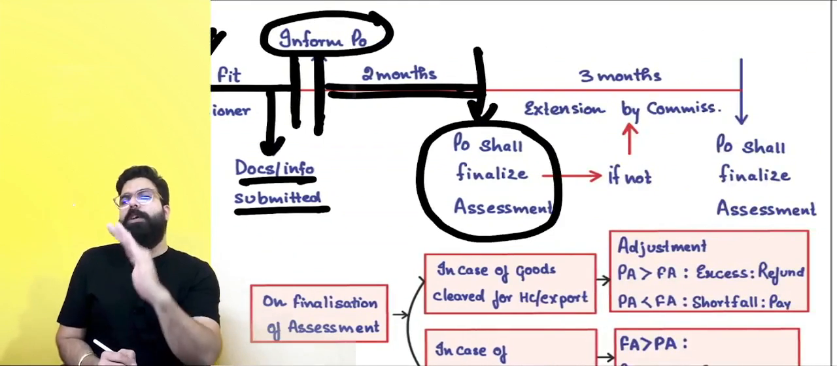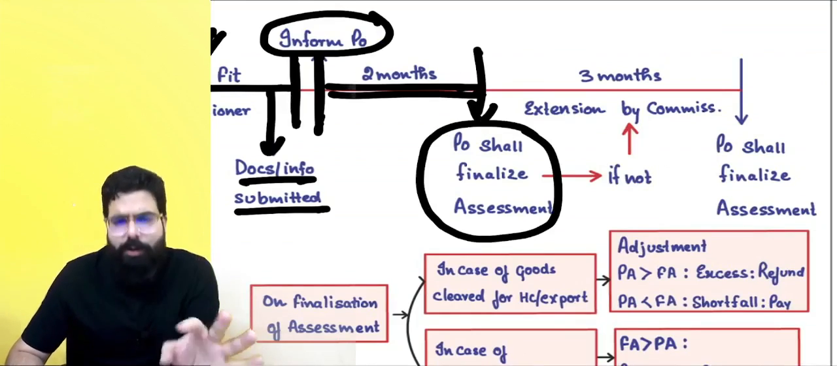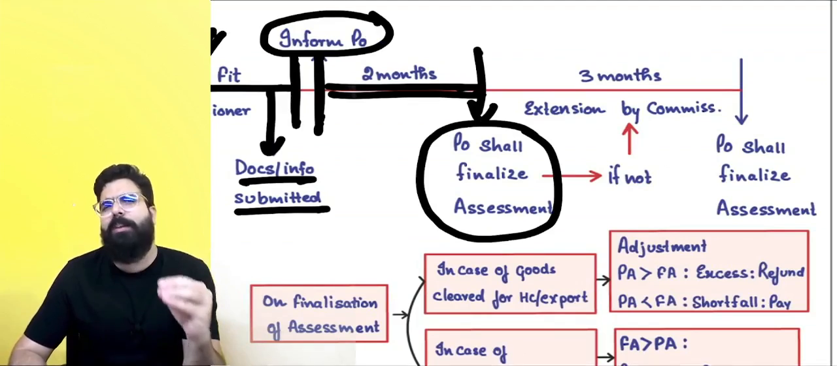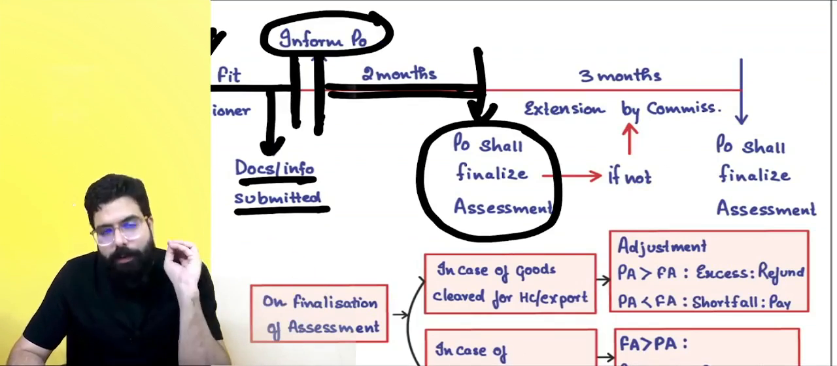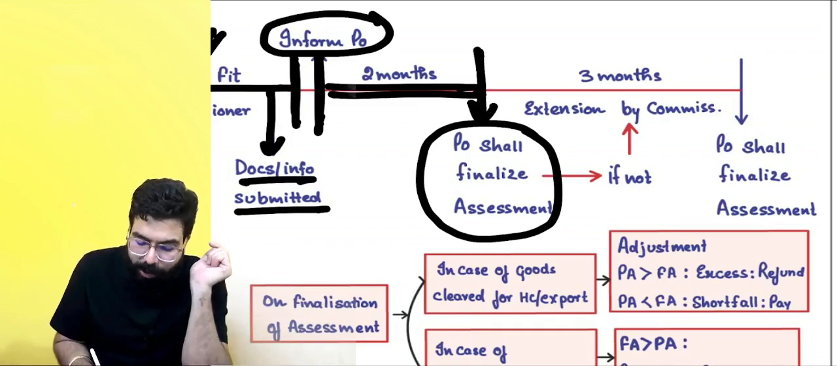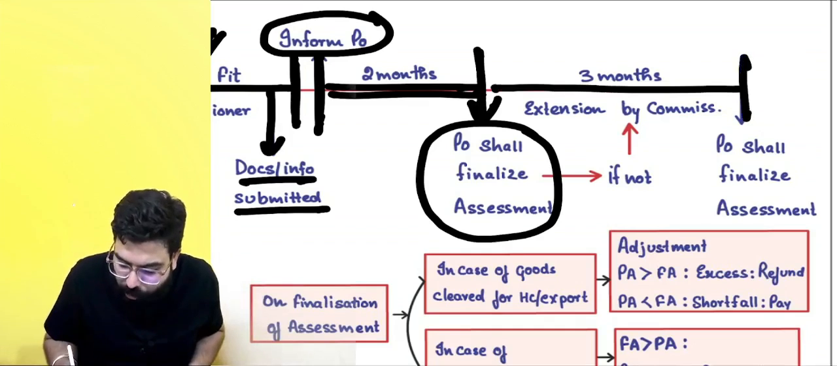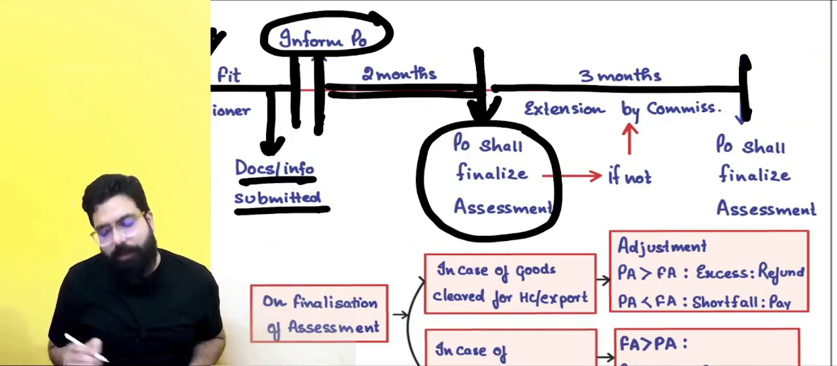Always remember, once you give the document and inform the proper officer within the time limit, they will go ahead and finalize the assessment within 2 months. If they can't finalize the assessment within 2 months, a 3 month extension can be given to the proper officer by the commissioner.